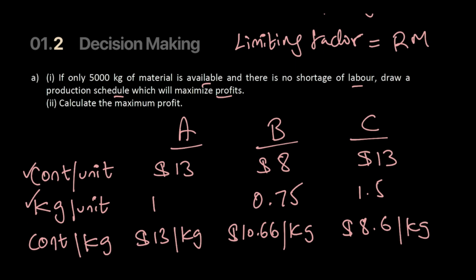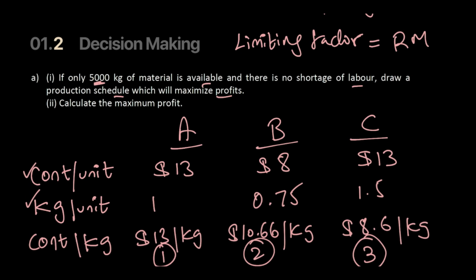Now you've calculated how much each product earns if I allocate 1 kg to it, so the ranking becomes straightforward. I will first manufacture A, that's the highest contribution per kg. I will then manufacture product B, the second highest contribution per kg. And at the end, I will manufacture product C. So while allocating 5,000 kgs, your first priority is A, then B, and finally C.